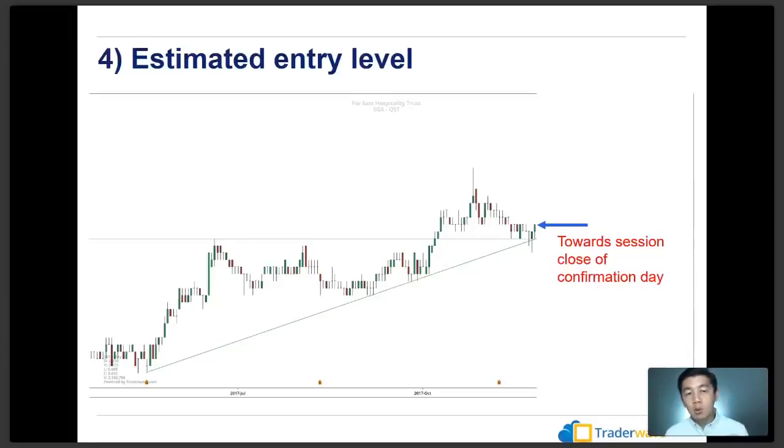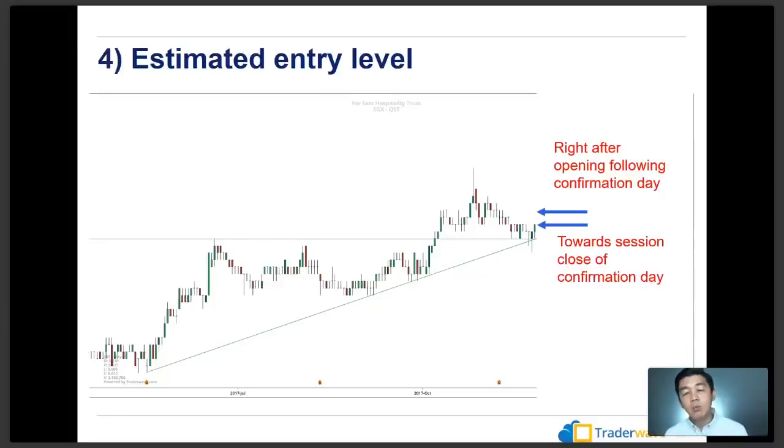Alternatively, if you do not have the time to get in intraday, you only have the time to look at the charts or look at what happened after the market close, you can also consider getting in on the next day after the market has opened. That means on the fourth day. That means the day after that confirmation day.